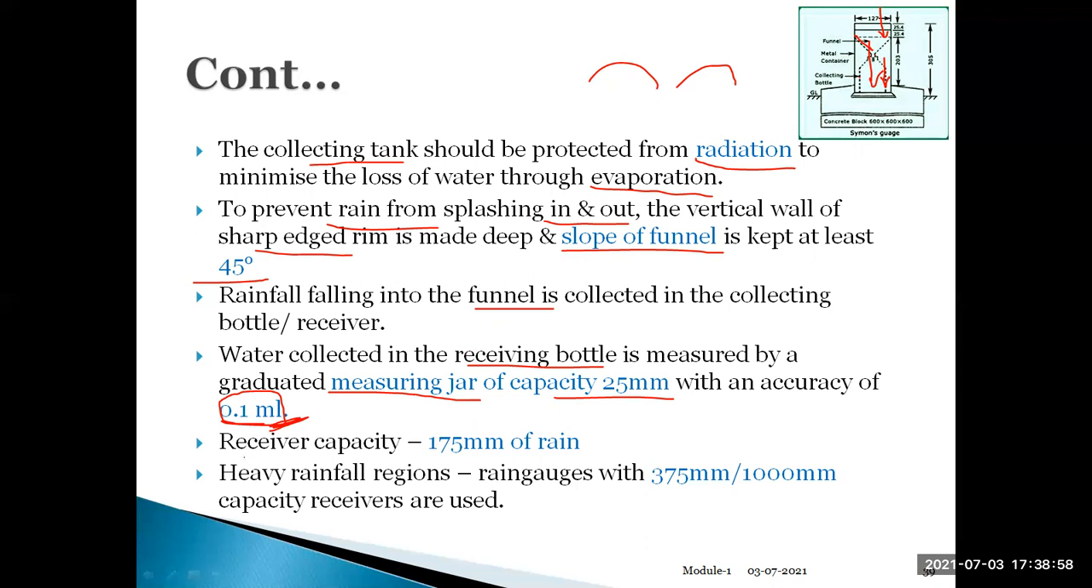And the receiver capacity is around 175 mm of rain. During the heavy rain season, we are going to use a rain gauge with the receiver capacity of 375 mm or 1000 mm. During heavy rain, we cannot use this 175 mm receiver capacity. So in that case, we are going to go for a larger capacity of receiver.